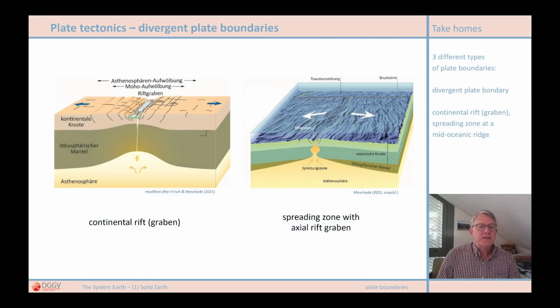Let's look at the three different types of plate boundaries in a bit more detail. Here we see diverging plate boundaries. You can also say divergent plate boundaries, both of which are correct. And as already mentioned, we speak of a constructive plate boundary because new crustal material is created here in this fissure where the two plates diverge.